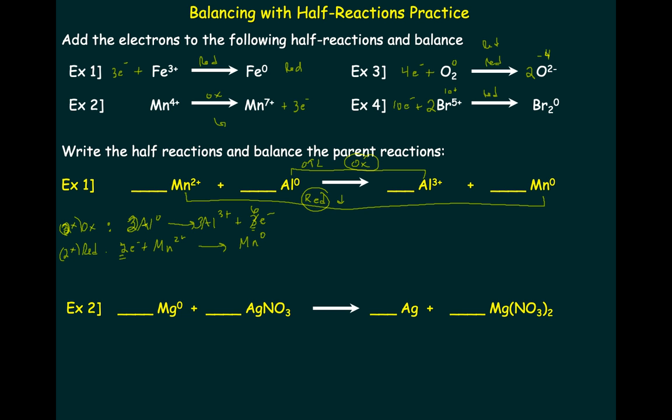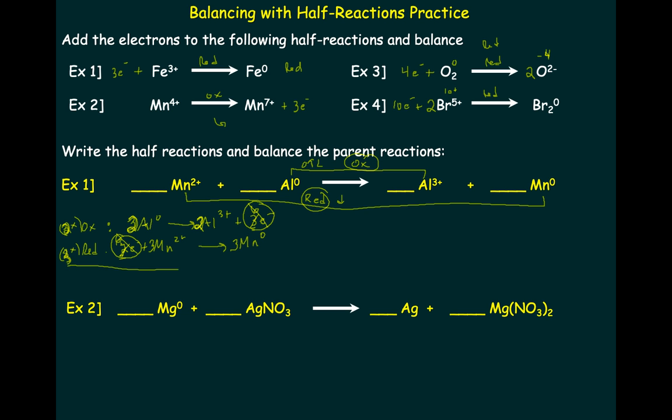So this becomes a 2, this becomes a 2, this becomes a 6, right? And I'm going to multiply this by 3, this guy by 3, so that this becomes a 6, okay? This becomes a 3, and this becomes a 3, all right? So I'm adjusting the electrons so I get 6 electrons lost and 6 electrons gained. And now I can cancel them.